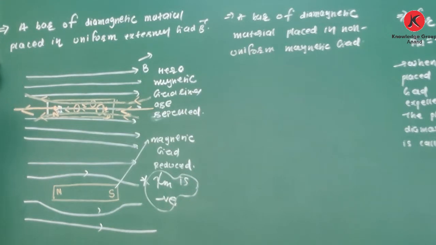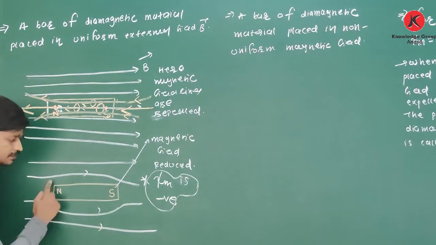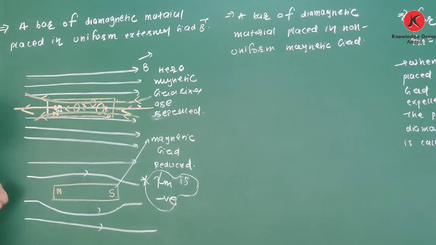Clear about this? Okay, so yes, you have to remember this point. The first point is, when diamagnetic material is placed in a uniform external field B, it is magnetized in the opposite direction, and in this region, that is in this bar, the magnetic field is reduced. Chi m is negative.